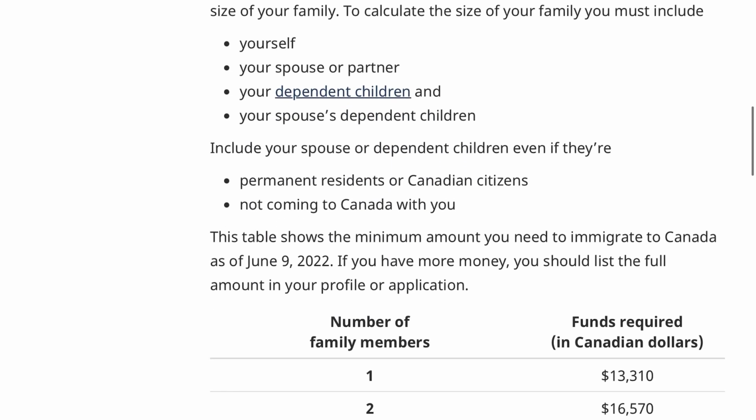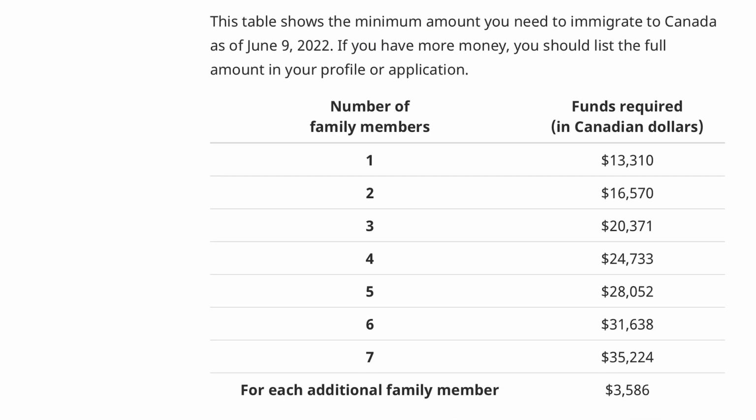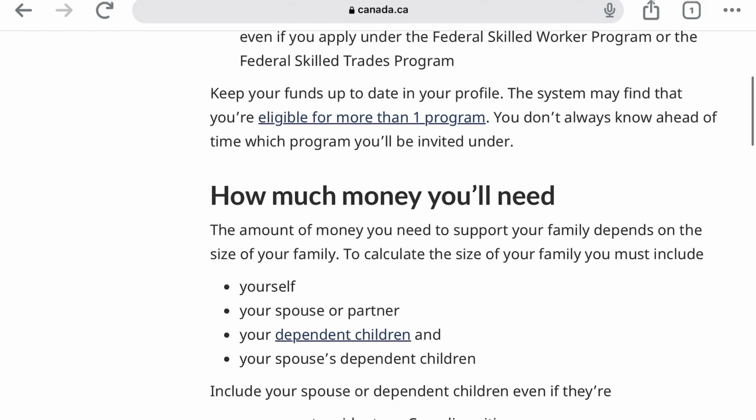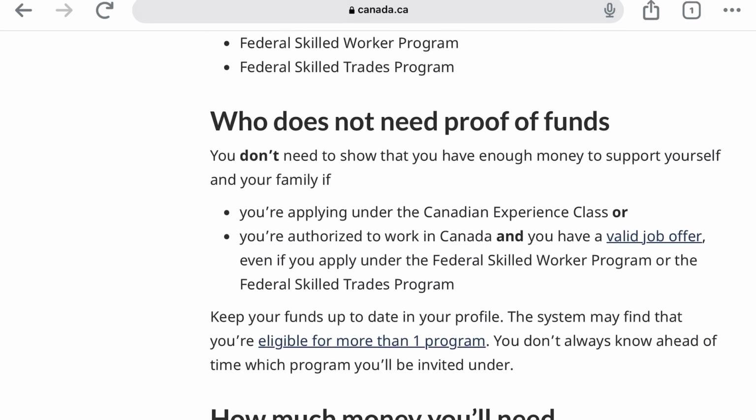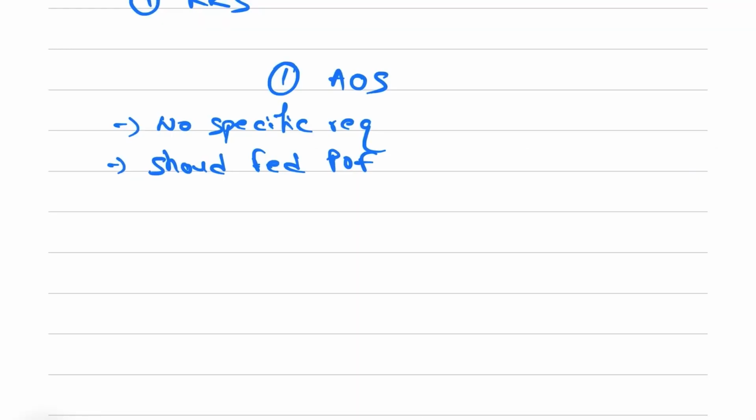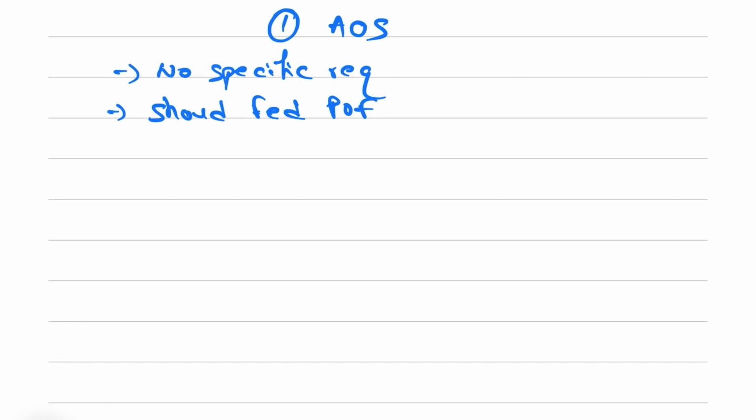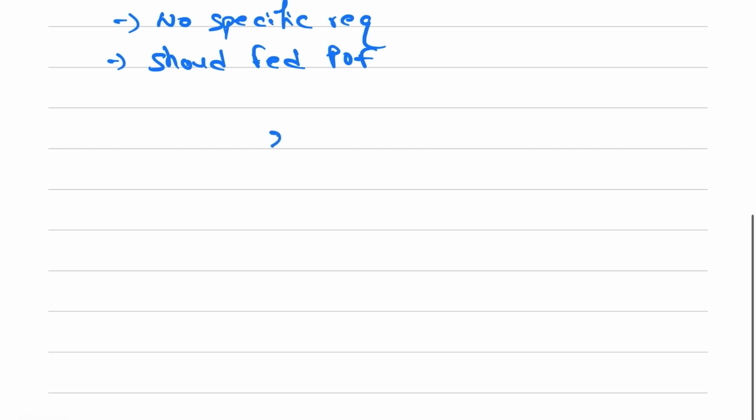The federal rules have a dollar amount for each of the family members. Based on the number of family members, you need to meet this proof of funds requirement. But if you are authorized to work in Canada, which is where your AOS will lead you, then you don't need to meet the proof of funds. So I hope AOS is clear. We discussed the AOS part, and we are now clear on the requirements as far as proof of funds is concerned. Next we will discuss the Alberta General Express Entry, and in the same breath we will discuss the Alberta Tech Pathway.